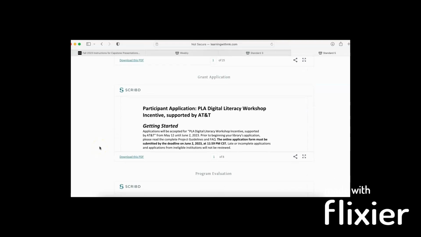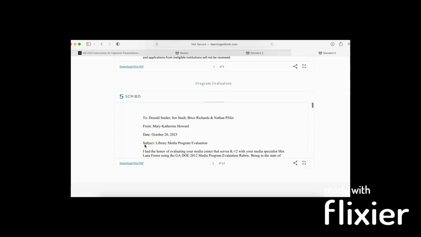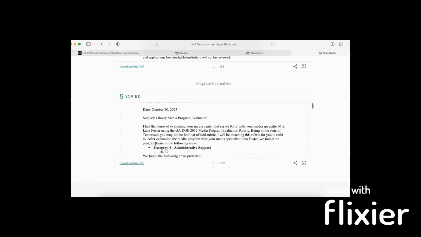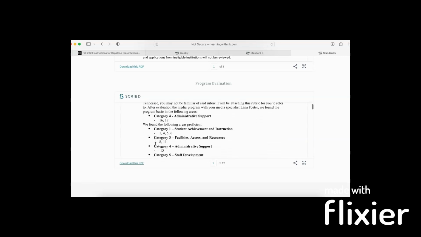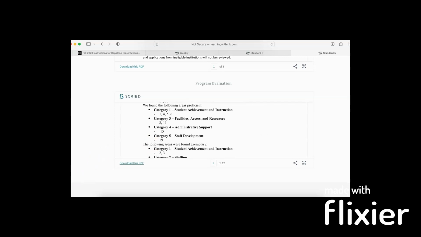The Grant Application encouraged me to evaluate the Media Center for a need. From that need, I conducted research on multiple grants. I found and chose a grant that would help with the digital divide that I see within the school I am completing my practicum at. Lastly, the program evaluation rubric allowed me to sit down with the media specialist and evaluate the current state of the Media Center program using the Georgia Department of Education evaluation rubric. Some of the items did not apply since I am in the state of Tennessee, but we found that the Media Center was mostly proficient or exemplary in most areas.